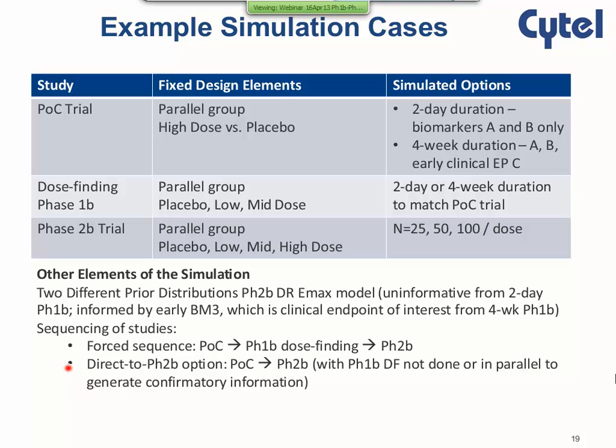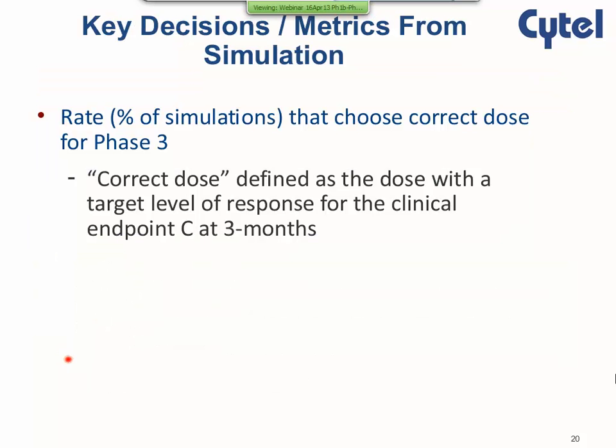So that rapid to 2B option is confounded with the uninformative prior, and the forced sequence option is where we evaluated the informative prior because we needed that phase 1B dose finding information to evaluate that. And then the key metric that I'm going to show you, there were some other metrics that were actually summarized, but the key metric is the rate of choosing the correct phase 3 dose. And that's just computed from the proportion of simulations in which we got the phase 3 dose right.